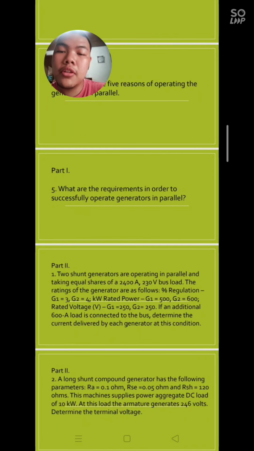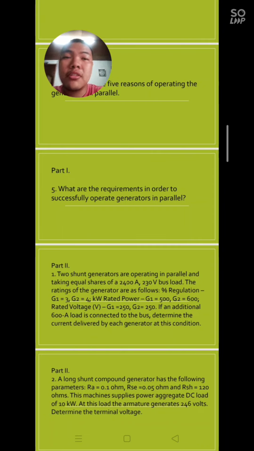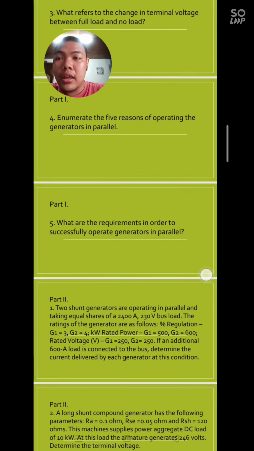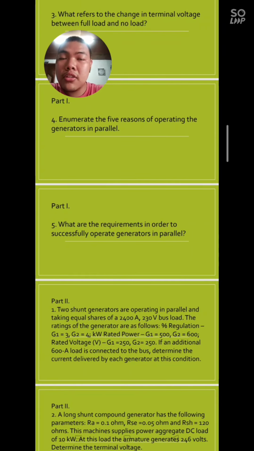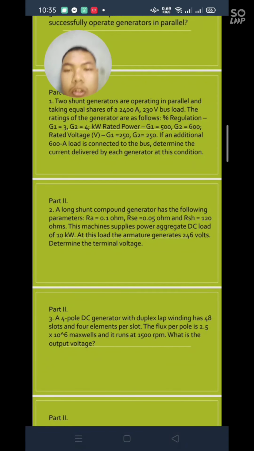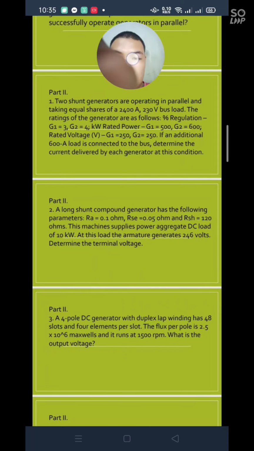So number 5: what are the requirements in order to successfully operate generators in parallel? So the requirements are that frequency, phase, and voltage must be the same, and equal load must be carried by each machine. So now let's go to part 2, solving.